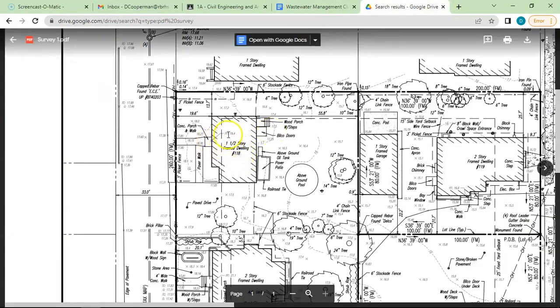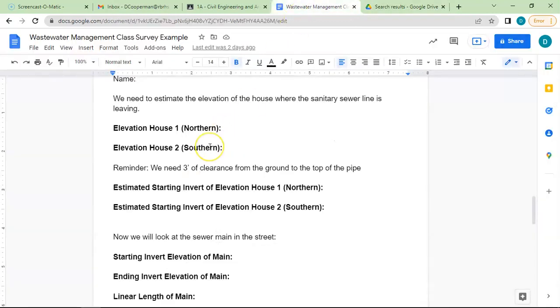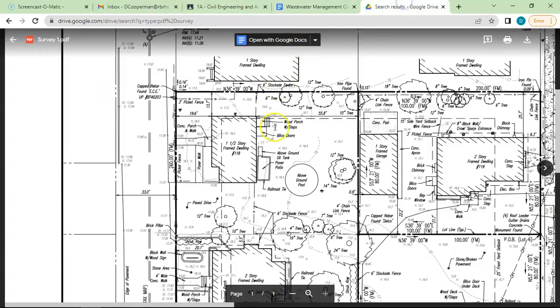So let's go with right here. The first floor is 19.4, but that's not really, I see an 18 right here. Yeah, around 18. I think that's fair. Roughly 18. It doesn't have to be exact.